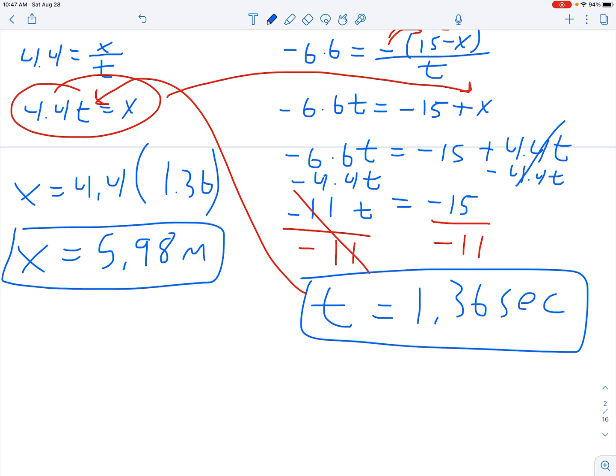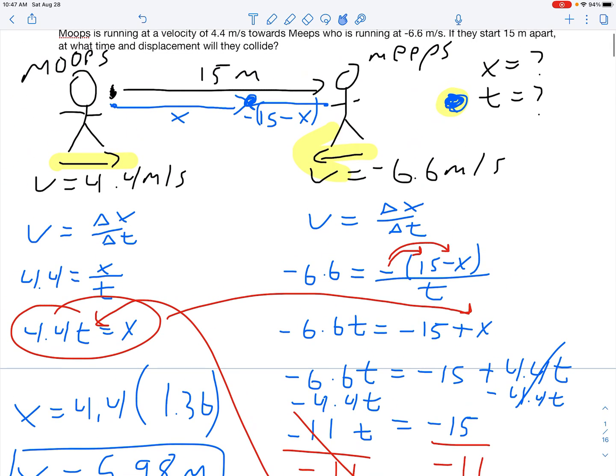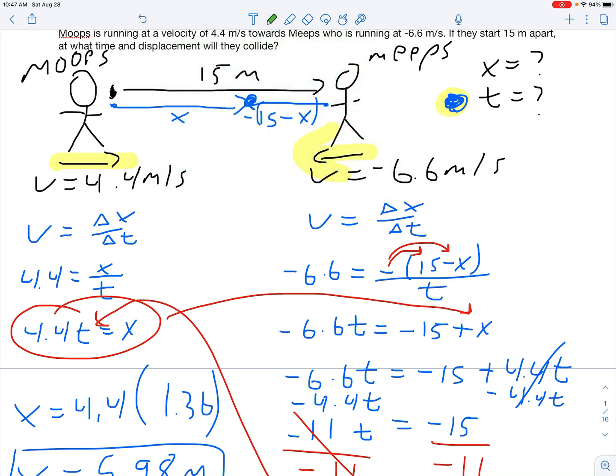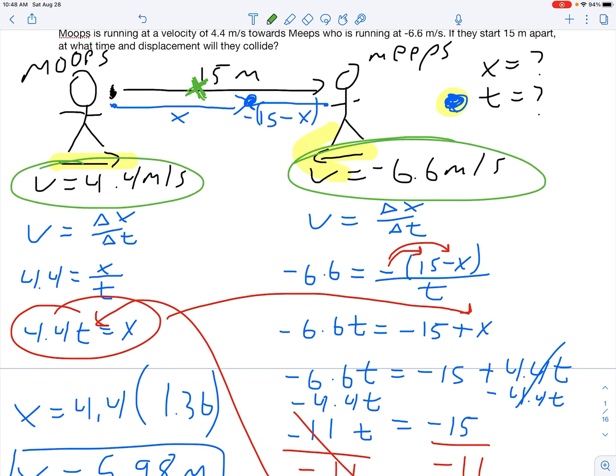Okay, let's see if that makes sense. It's less than halfway. 5.9 is like right here. Does it make sense that it's less than halfway? Yeah, it makes sense. He is running slower. This is faster. So it makes sense that it's going to be on this side and not this side. So that makes sense.